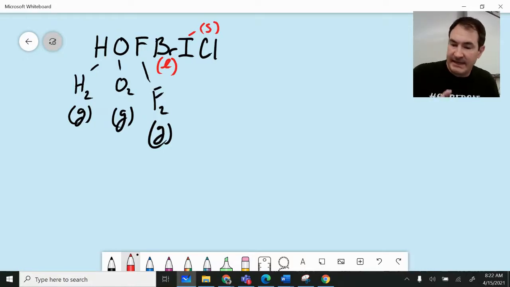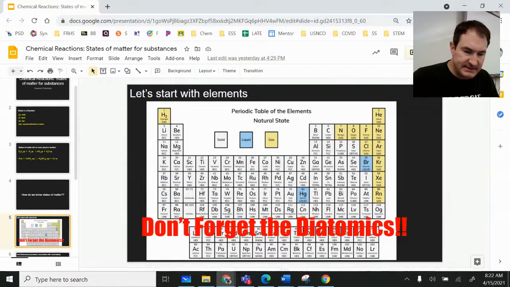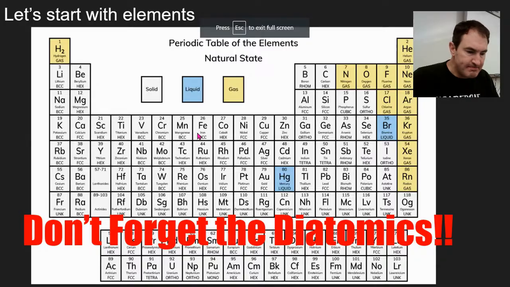So that would be a handy little cheat sheet to make for yourself until you get comfortable using these and remembering those 7 diatomics and their phase of matter. All other elements, guys, as we can see back here on this periodic table, all other elements are going to be solids. So recap, we have mostly solids.